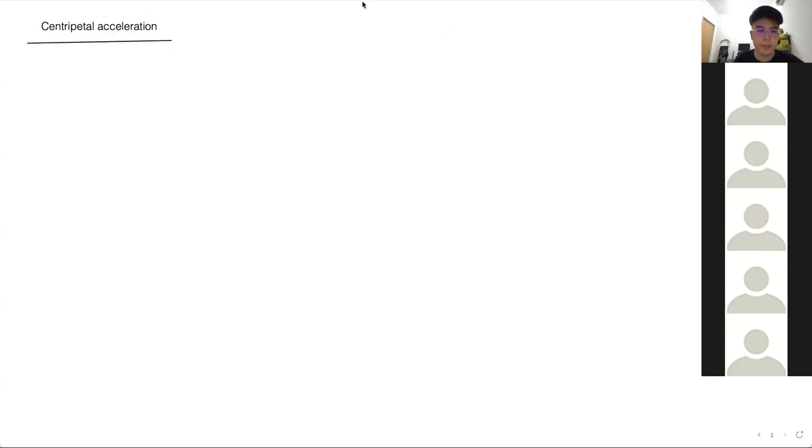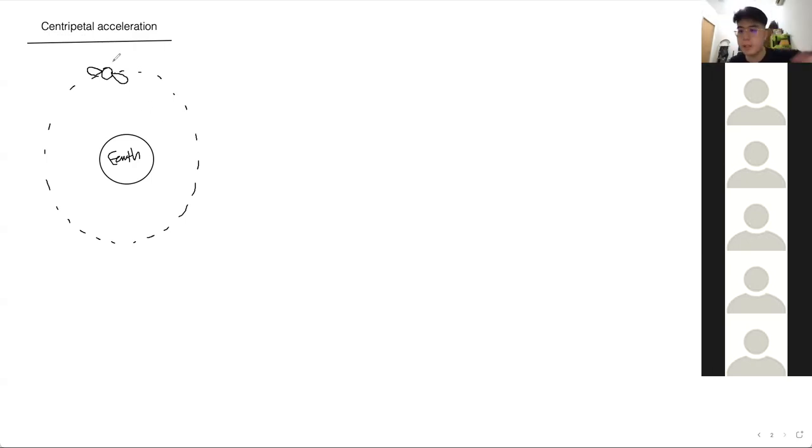Okay, here's the question. How come the satellite is moving around the Earth? So this is the Earth, and we have the orbit of the satellite. How come the satellite is not falling towards the Earth, and it is able to revolve around it without drifting away? How come it can maintain its orbit?